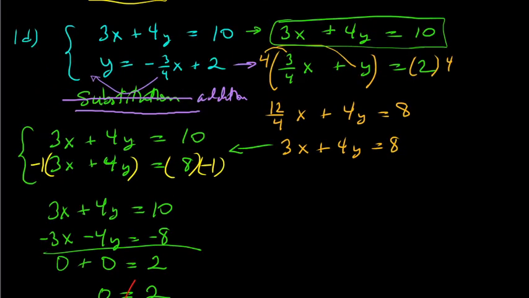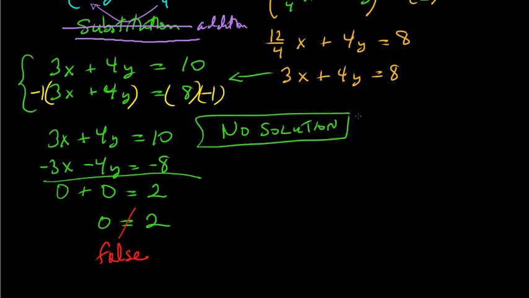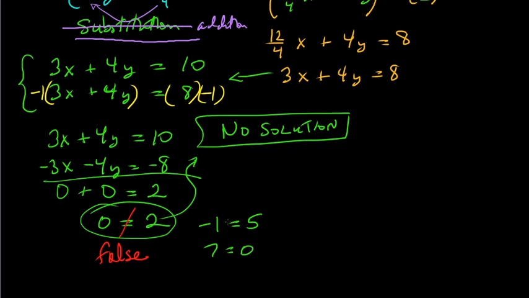Right? This is false. So no matter what we choose for x and y here, we're not going to get any solution. So the answer to this problem is that there is no solution. Okay. So that's the conclusion when you end up with some ridiculous equation like 0 equals 2. Or your results might be different. You might get negative 1 equals 5, or 7 is equal to 0. Any two numbers that are not equal, the equation is false. And so that indicates that there's no solution.